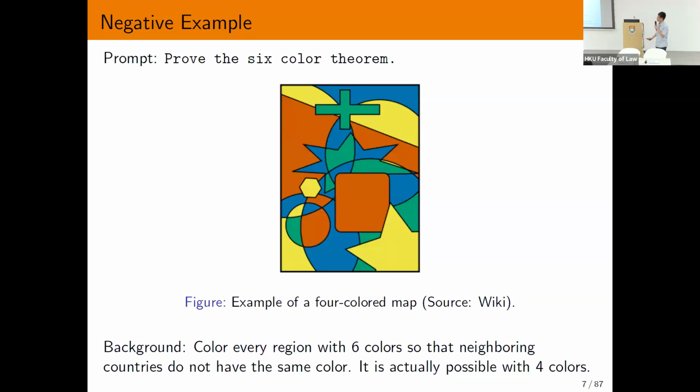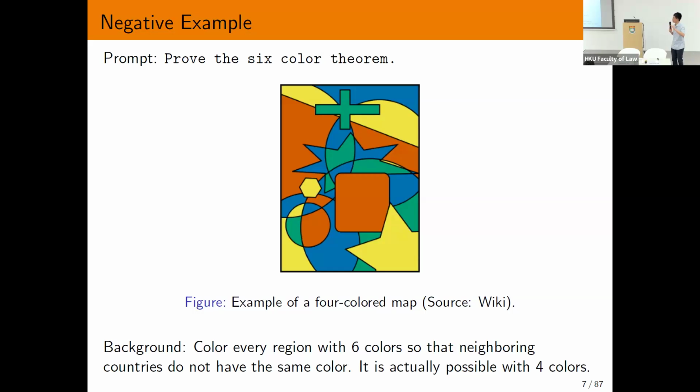Here's another one. Now it's a negative example. Prove the six-color theorem. Okay, what is this theorem about? In this picture over here is a sort of a map. Think of this as a map of different countries that are all next to each other. The question is, try to color each country with a certain color in such a way that neighboring countries, meaning you share a border, do not have the same color.